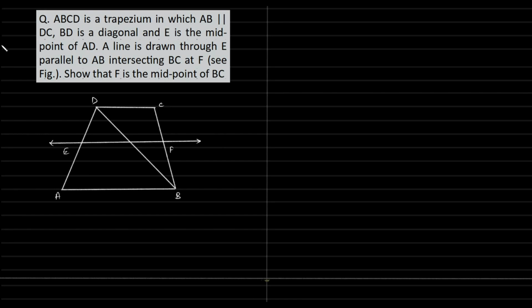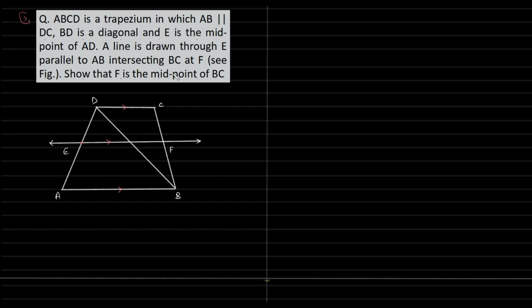ABCD is a trapezium in which AB is parallel to DC. BD is a diagonal and E is the midpoint of AD. A line is drawn through E parallel to AB. So by default all these three lines are parallel to each other.